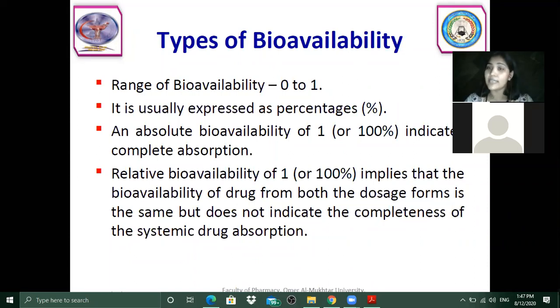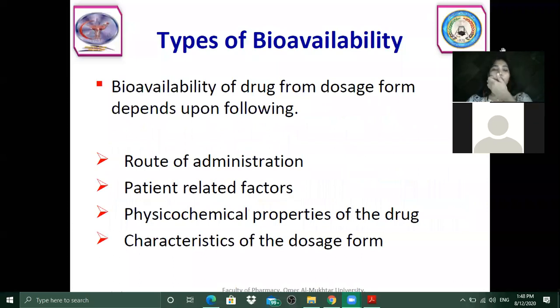Okay, you're understanding this part? Yes or no? Just type me in the chat box. Okay, Naina, thank you.